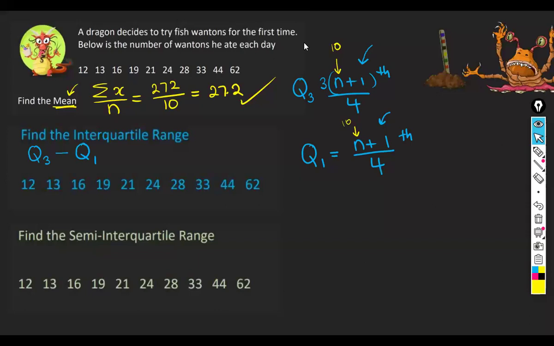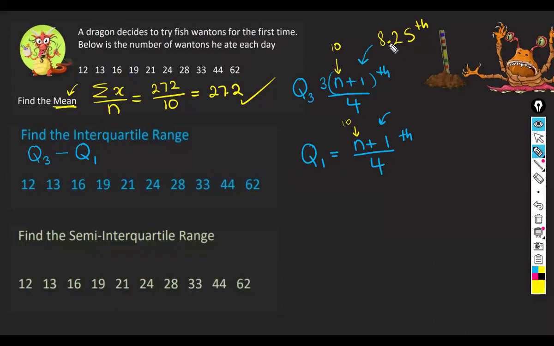To find the position of Q3, it is 10 plus 1. That's what? 10 plus 1 is 11. Multiply 11 by 3, and you divide by 4. Anybody get an 8.25? But this is not the answer for Q3, but the 8.25 position. Anybody could agree with that? Yeah, that looks correct, right? I don't know the final answers as yet. I'm still working it out.